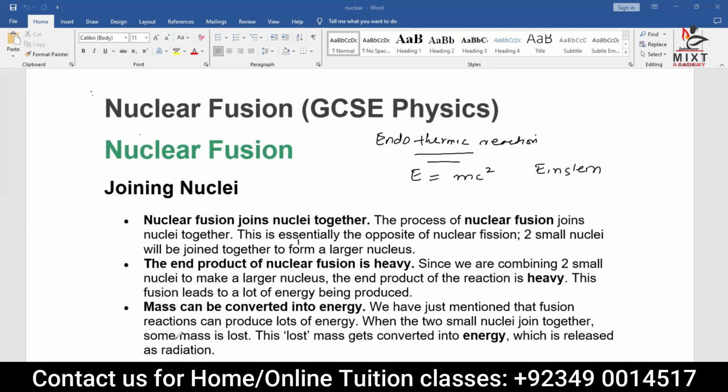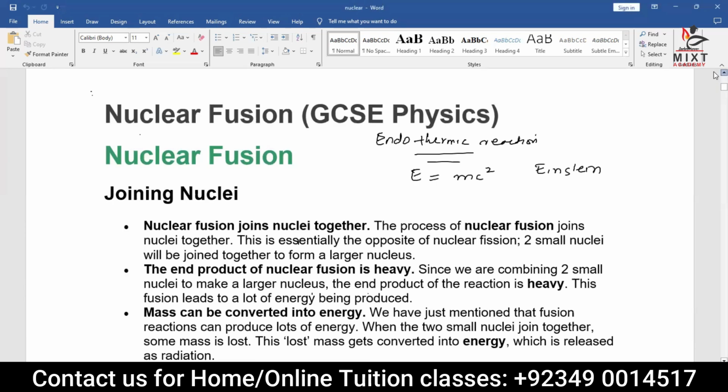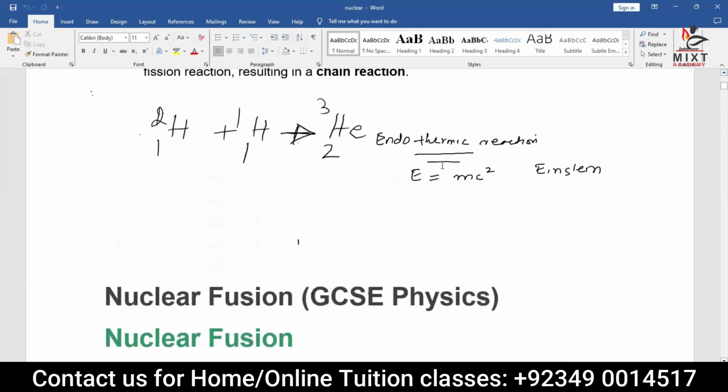Okay, any question related to that? No, sir. Okay, now I want you to write this equation as well. That is its equation. Two hydrogen nuclei, one is an isotope and one is the simple one, fuse together to form a helium nucleus.